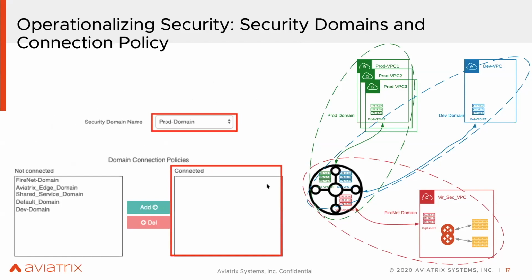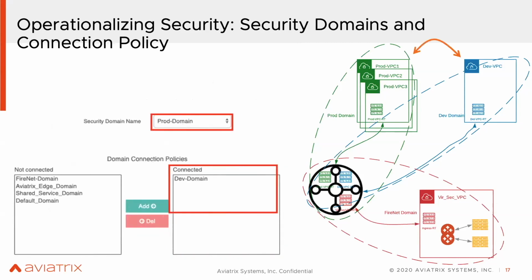So this is how it looks in the UI. You log into the UI, you say, you know what, this is my production domain. All these VPCs are in the production domain. And if they are not connected to anything, that means nobody can talk to the production domain. Now, there is a case where you want this prod domain to talk to the dev domain. So it's just a matter of dragging and dropping this dev domain here. And once you have done that, these guys can talk to each other, okay? So life is good.